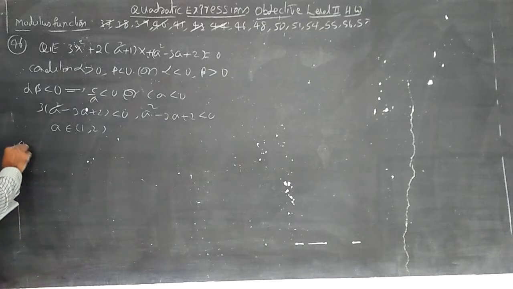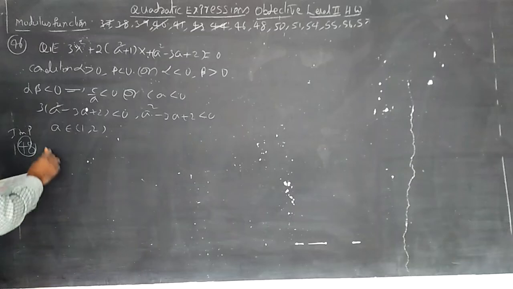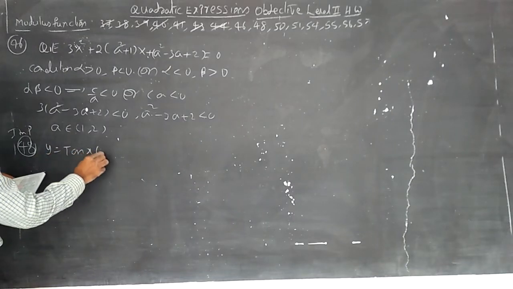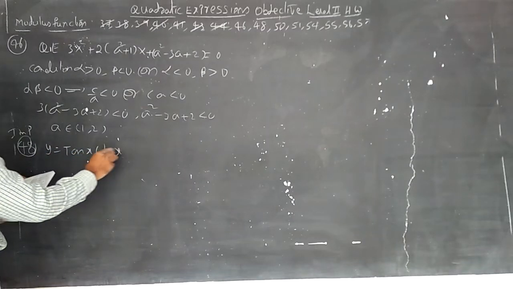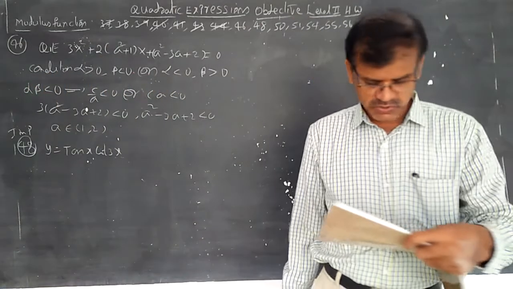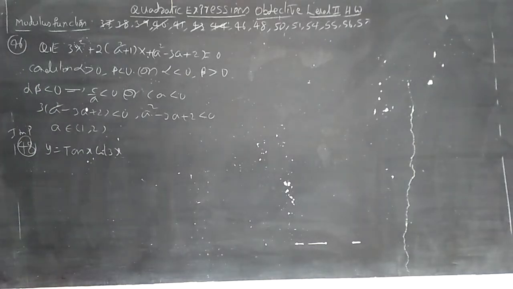Now 48. Put a star here. This is an advanced question. In 2007 it came in that way. You can get the question in any competitive book. Y is equal to tan x into cot 3x, x belongs to R. So what is the range?